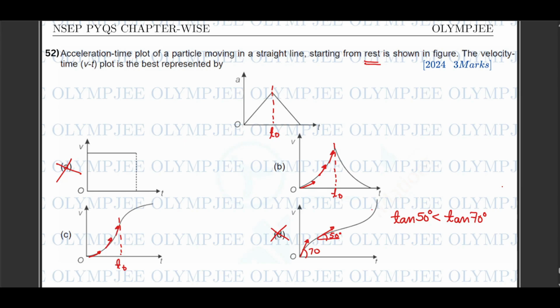But after T naught, this acceleration is still positive, but it is decreasing. So the velocity should still increase, but at a lower rate. But here we can see that the velocity is decreasing, which is not possible as acceleration is still positive above the x-axis. Now, also we can see that this is the slope. This is the slope. This angle is in the second quadrant, which means that the acceleration is negative if we take the tan, because tan is negative in the second quadrant. But here acceleration is positive. Option B is also wrong. Answer is option C.